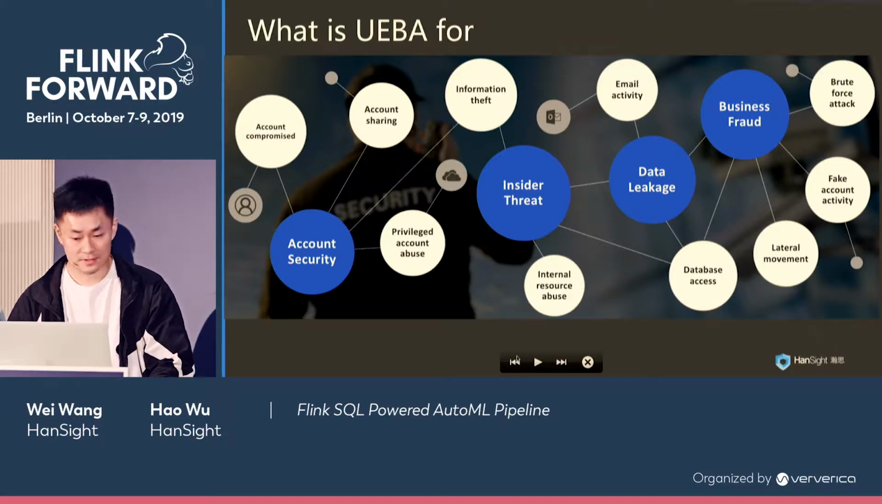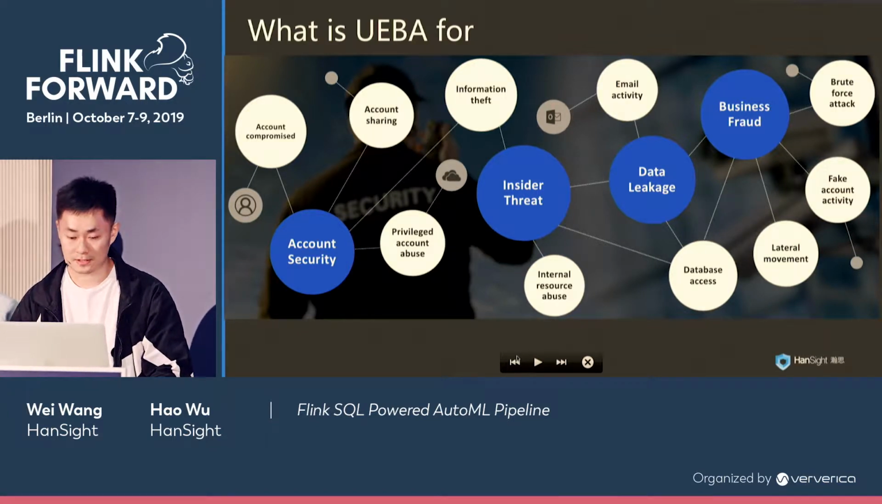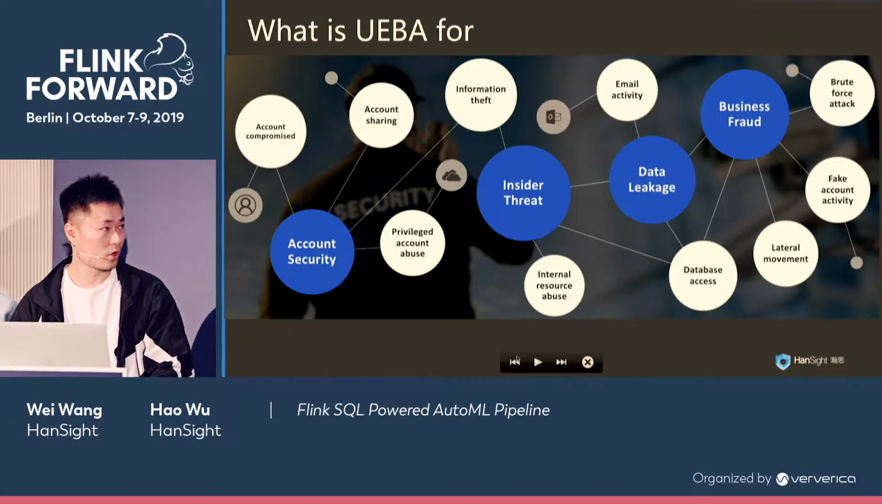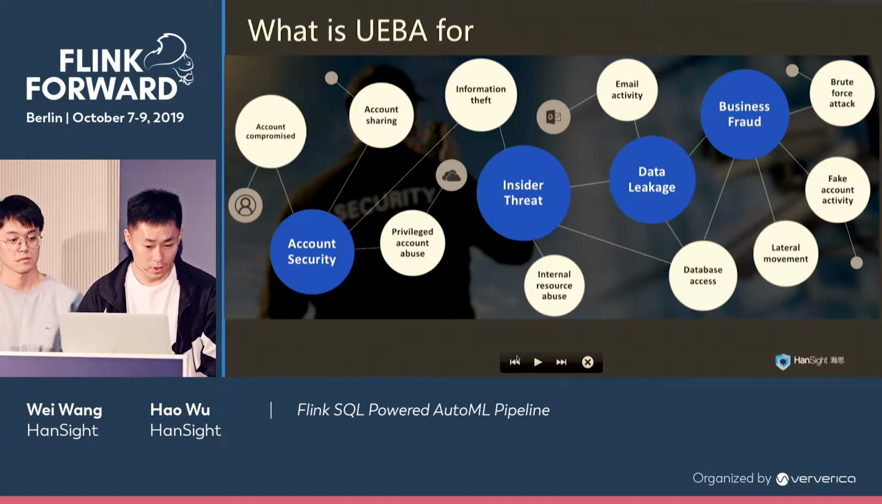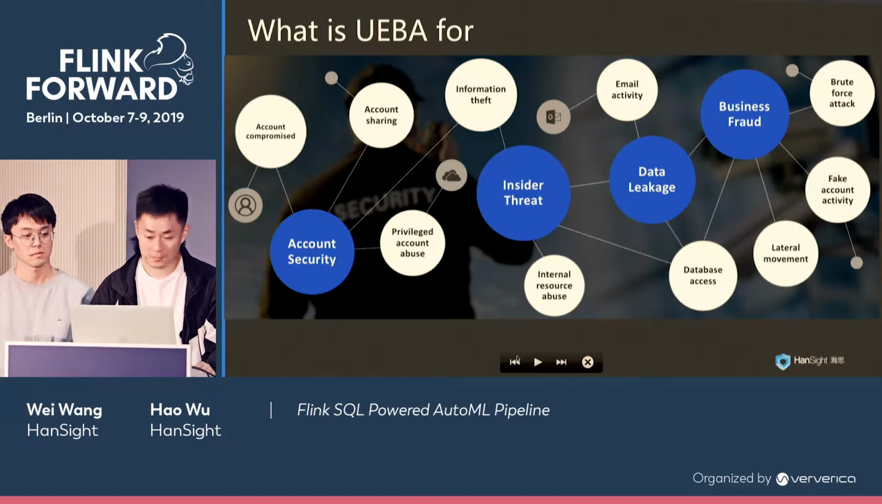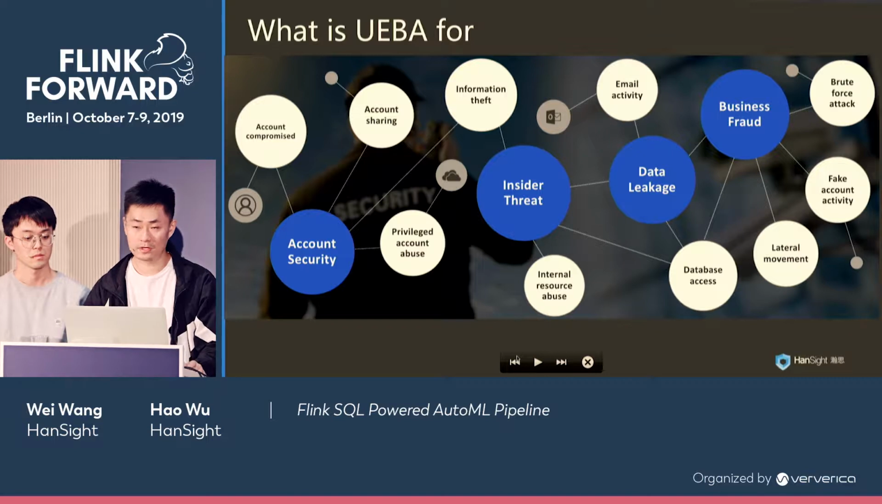So here I've listed some categories of threats that UEBA is meant to detect. In the blue circles are the main categories. First, we have account security. Is this account compromised? Or has this privileged account been abused? Or is this account shareable, with multiple users using the same account? So that's about account security.